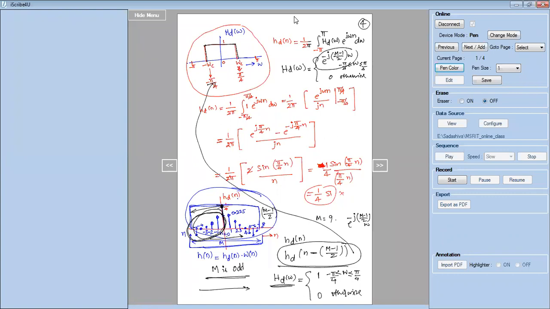Okay. At this point I'll stop. In the next period, I will continue with the windows. So now we have understood why shifting of the impulse response is required, and that the shifting in the time domain results in a phasor delay, or phase, in the frequency domain. Okay, at this point I'll stop.